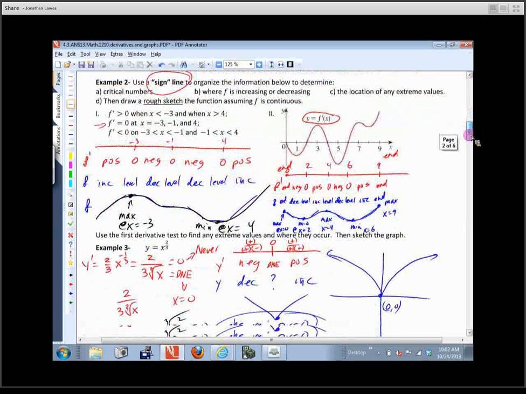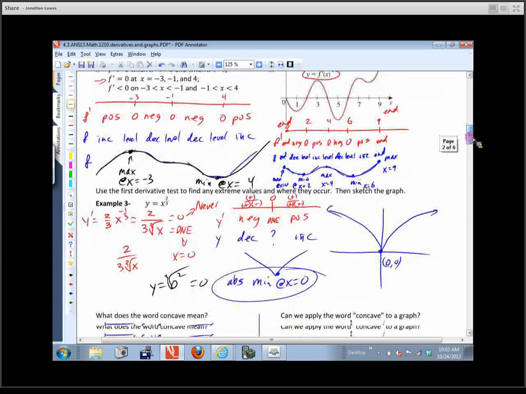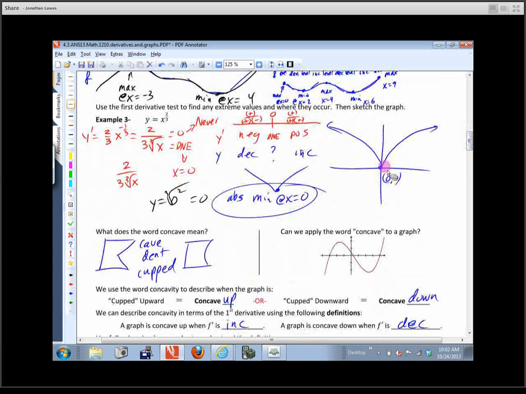We introduced the concept of a sign line. A sign line is a nice way to keep track of the sign of the derivative, because if we keep track of whether it's positive or negative, that's going to tell us where it's increasing and where it's decreasing. So we did work like this. We kept track of the sign of the first derivative, and that told us what the function was doing, whether it was increasing, decreasing, or level. We went through and did several problems, including one that had a cusp.